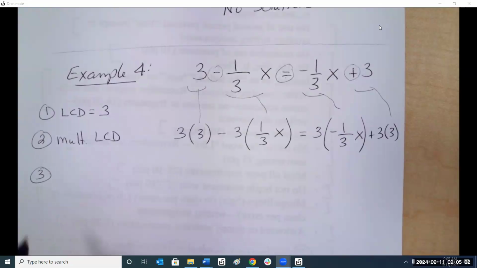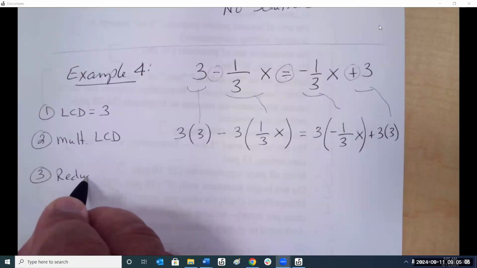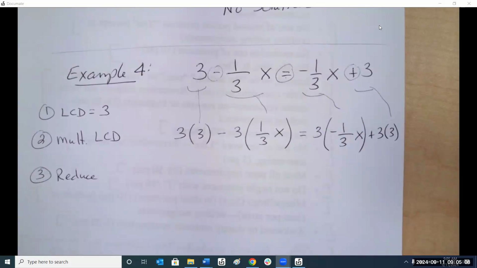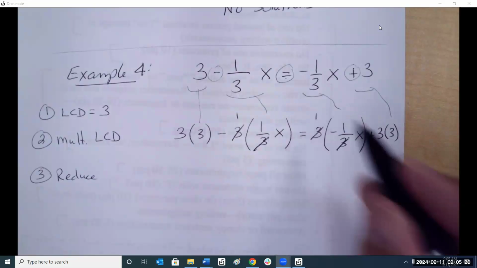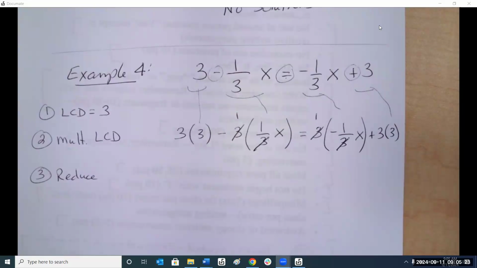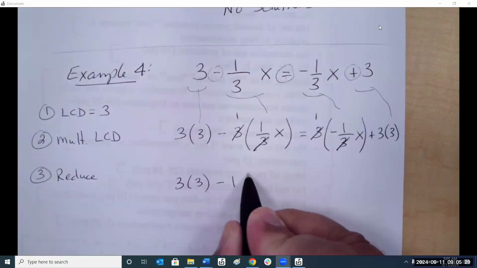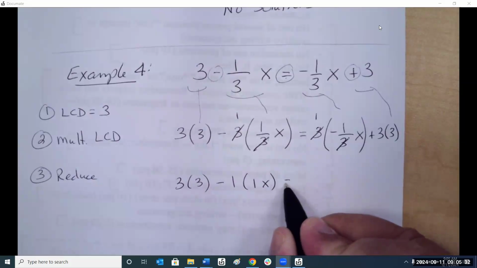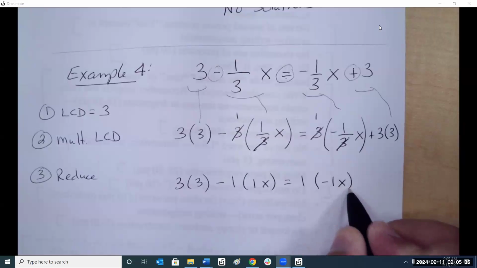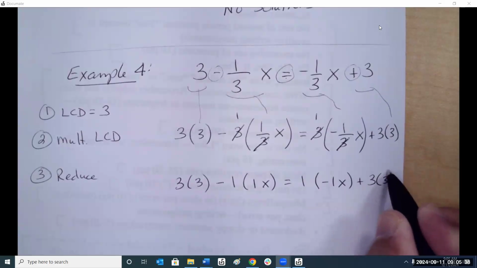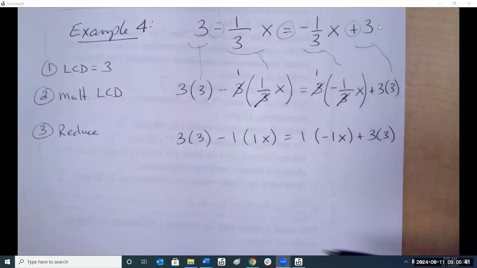Third step. Reduce. So in other words, here's where you cancel all the bottom numbers. So the 3 and that 3 cancel, 3 goes into 3 one time. So this is what I have left. I just brought down everything I have left. The fractions are gone.